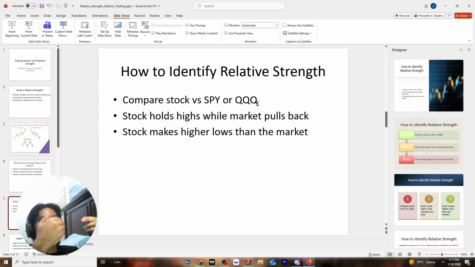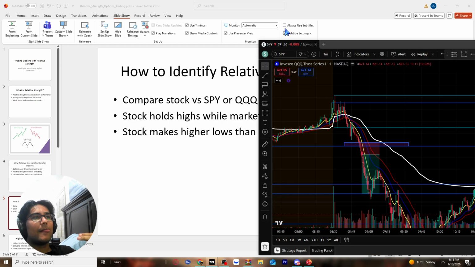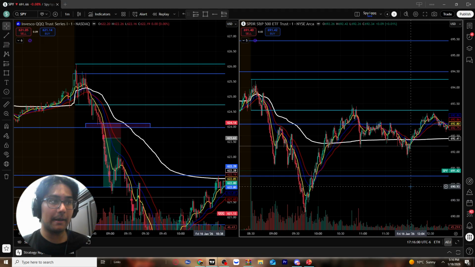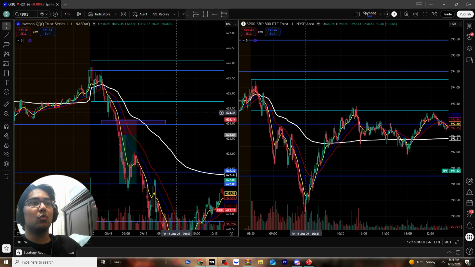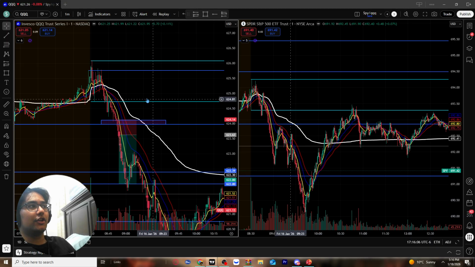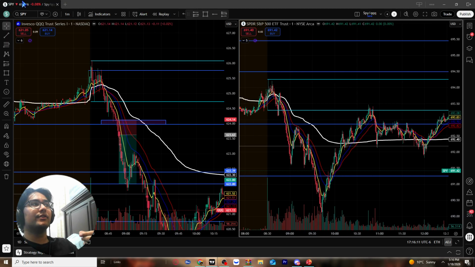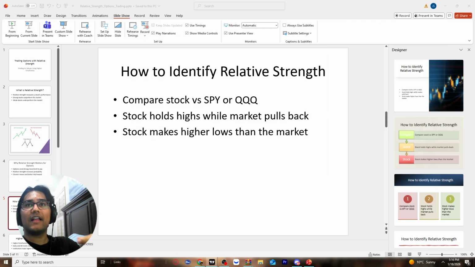Same if you flip it. If QQQ is pushing to the downside, and SPY is pushing to the downside, and Tesla is pushing to the upside with higher highs and higher lows, then that name has relative strength while QQQ and SPY are weak. Because we're now using QQQ and SPY as a benchmark for the name you want to trade on tech. So this kind of edge anyone can have, and it's fully depending on how you analyze the markets.